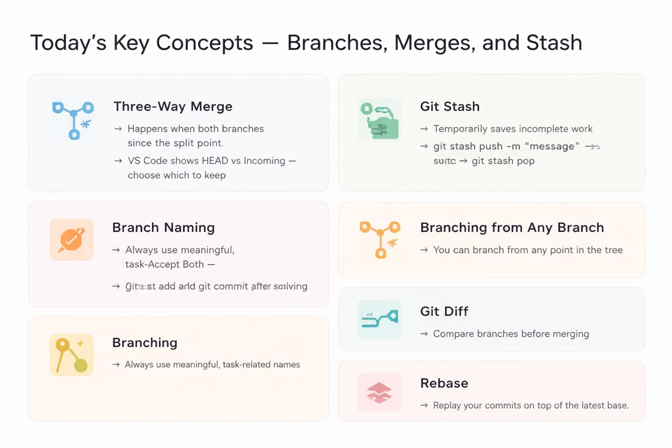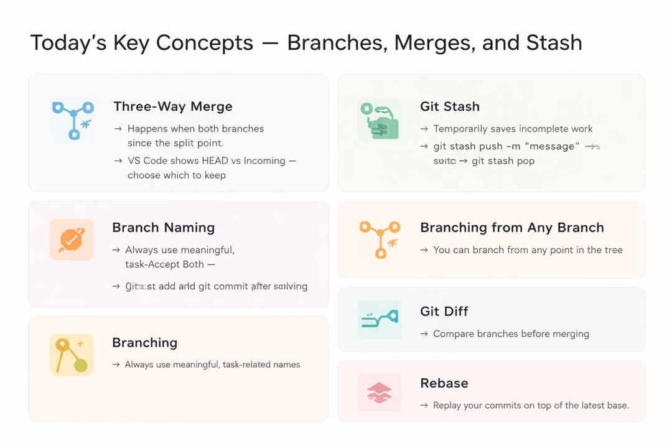Let's bring together everything covered in this session. We explored the three-way merge, what happens when both branches have changed since they split, and how VS Code helps you resolve conflicts by choosing between the current change, the incoming change, or both. We learned that after resolving a conflict, you must always stage and commit to finalize the merge. We covered Git Stash, a powerful tool for temporarily saving incomplete work so you can switch branches for an emergency fix, then come back and restore your work exactly where you left it.